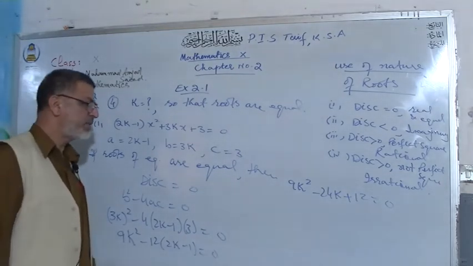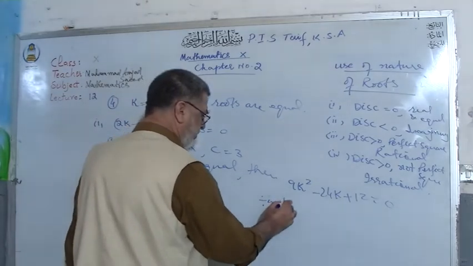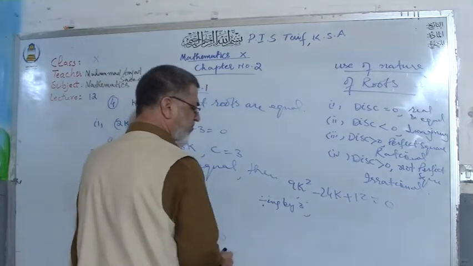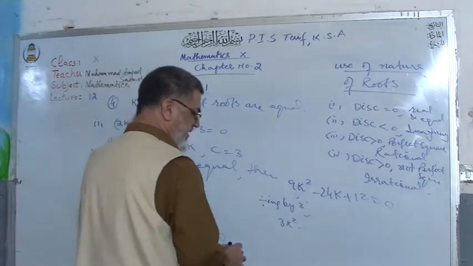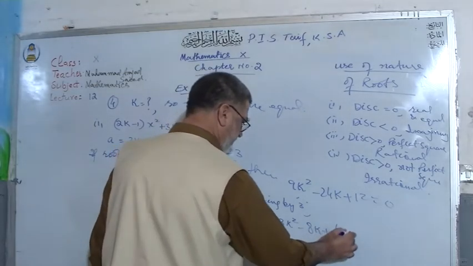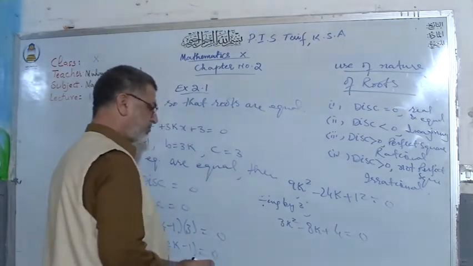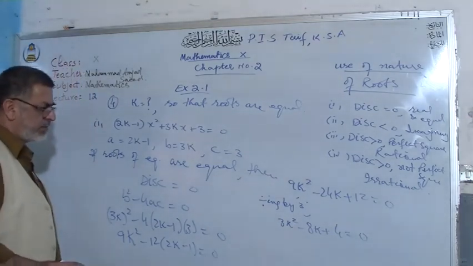After that, dividing by 3 throughout, 3k square minus 8k plus 4 is equal to 0.